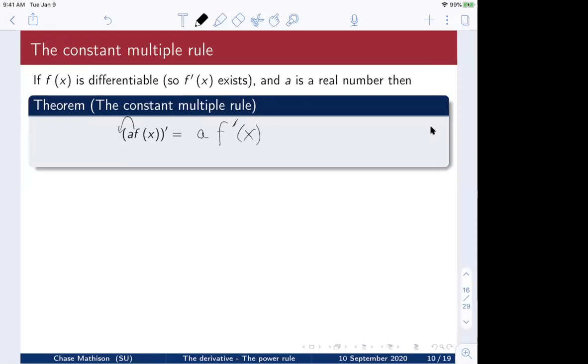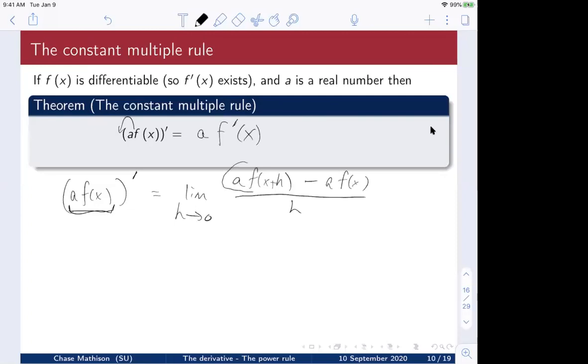But you don't have to take my word for it. We can prove it. Okay, so let's prove it ourselves. So a times f of x prime. We want to find this. This is the limit as h approaches 0 of a times f of x plus h, right? Because whatever your function is, you plug in x plus h. And then minus a times f of x divided by h.